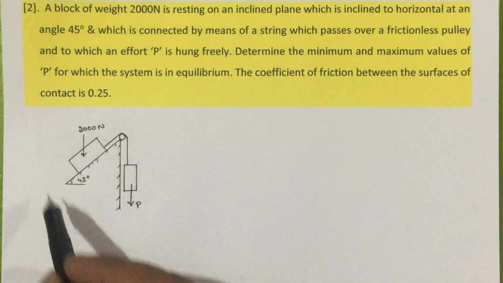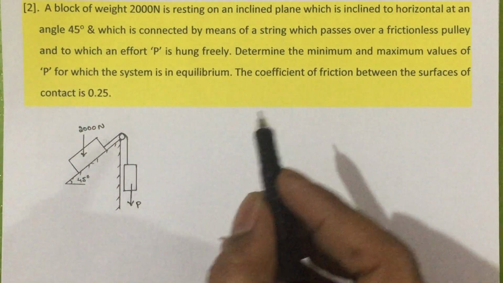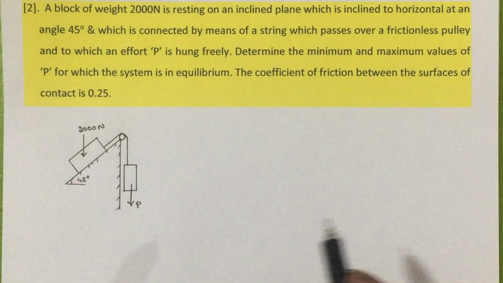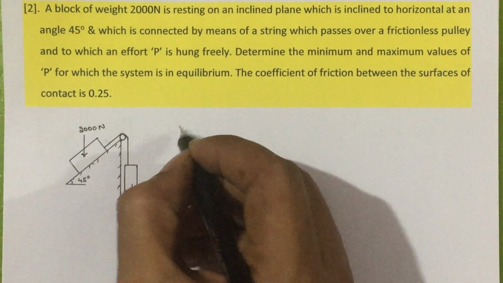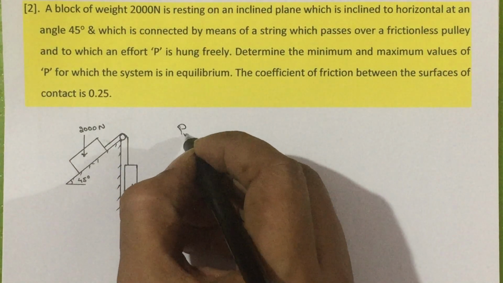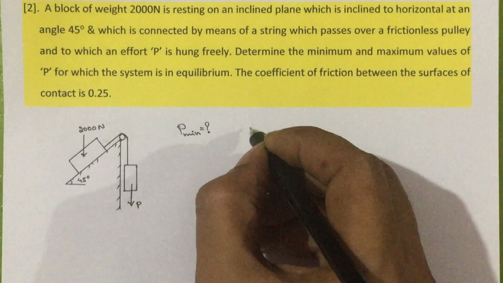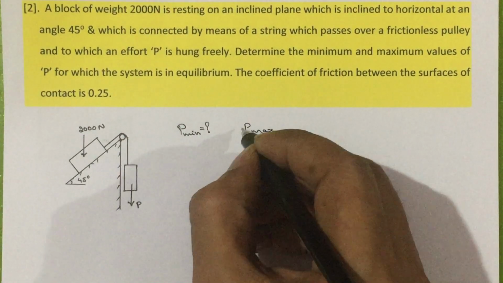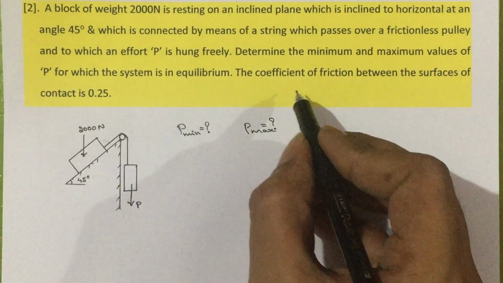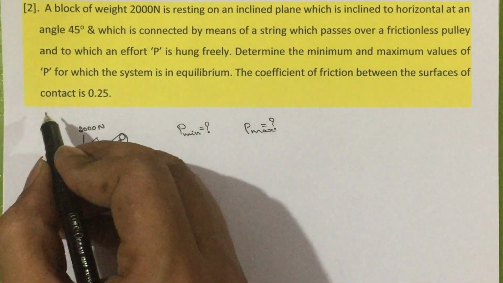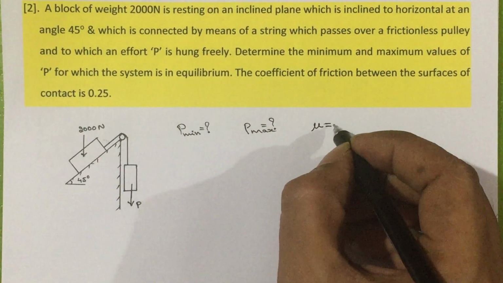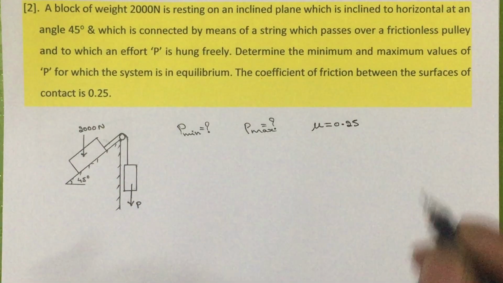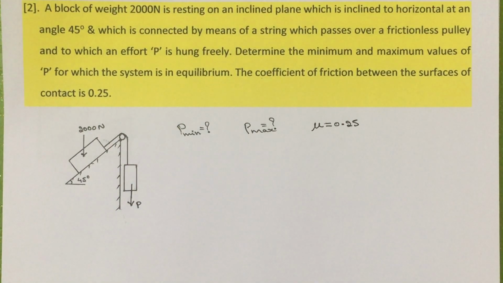Whatever they have explained, all the things are there in the figure. What we need to find out: determine the minimum and maximum values of P. This is the value of P. So, we need to calculate P minimum and P maximum. And it is given that for all the surfaces of contact, the coefficient of friction, that is mu, is 0.25. So, now the first step is read the problem and gather the data, it is over.